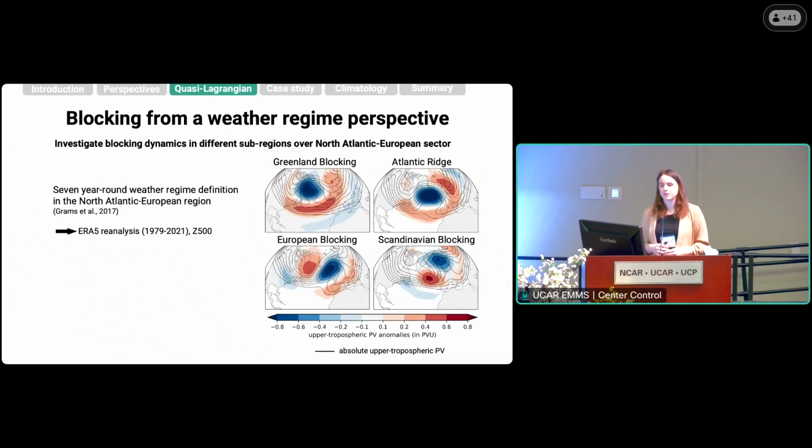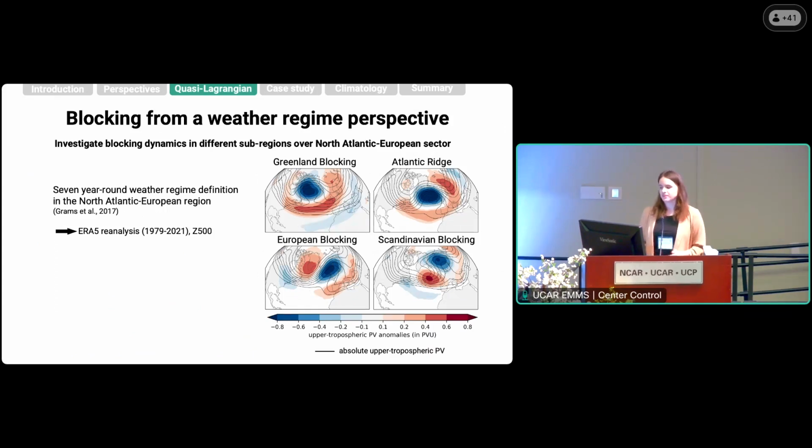What we did is that we looked at blocking here from a weather regime perspective, which is kind of different to what we've seen already in this workshop. So we investigate blocking dynamics in different subregions over the North Atlantic European sector using the 7 year-round weather regime definition by Christian Grams. When we look at the 7 year-round weather regimes, 4 of them are the so-called blocked regimes because they feature a persistent anticyclone in this region. So the 4 subcategories of blocking we're looking at are Greenland blocking, Atlantic ridge, European blocking, and Scandinavian blocking.